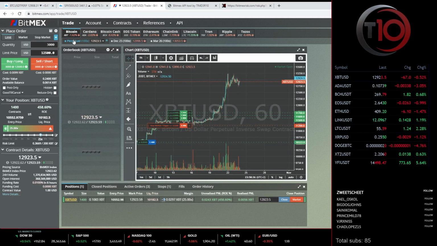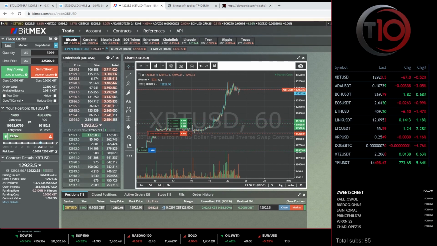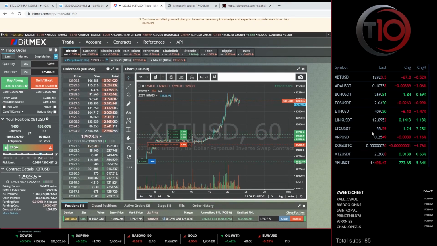Okay. Anything else? I think I should have covered most of the things now. Yeah. Okay. So if you're interested in these calculators to calculate the correct position sizes and so, Bitmex risk, I think.